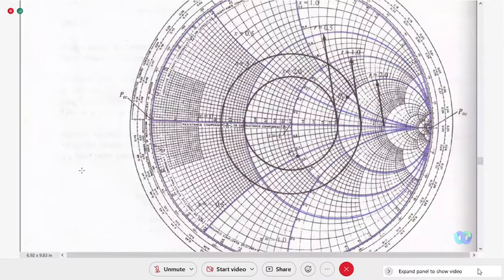So on this Smith chart, you are seeing the resistance circles and the reactance circles. The positive reactance circles, the negative reactance circles, and the resistance circle. So where is R is equal to 1 circle?